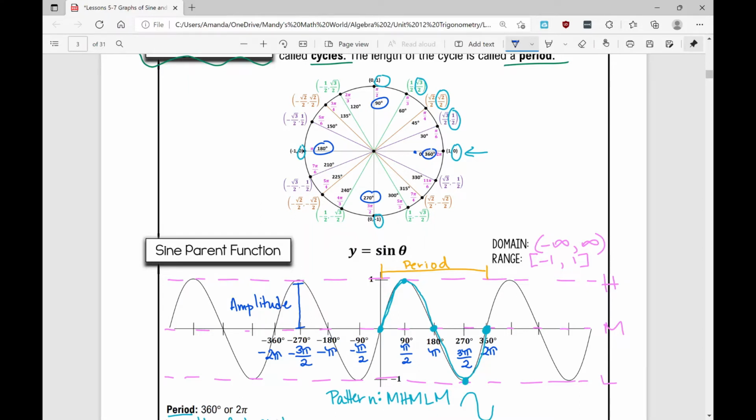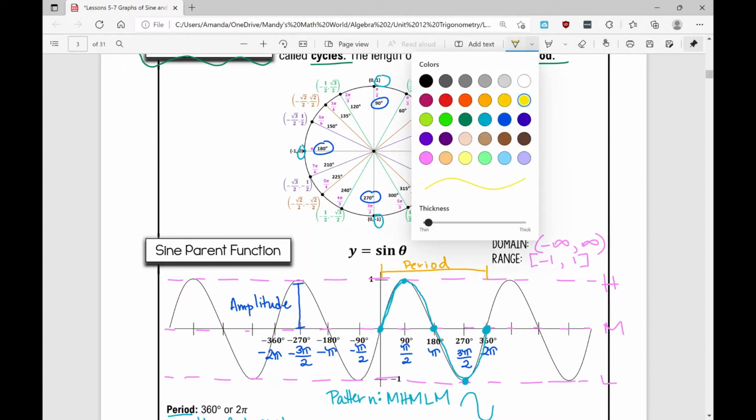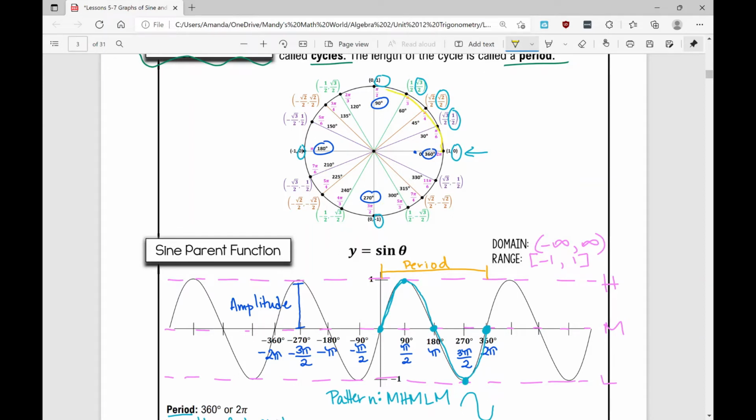So these are also called wave functions or periodic functions. They're just going to repeat, because just like I did at the beginning of the lesson, I'm going to go around. There's one, that's one period, or that's one cycle. And then I'm just going to go around again. There's another cycle. And there's another cycle. And I could just keep going and going. And that's how I get all of the values. That's how I get that repeated pattern on our graph.